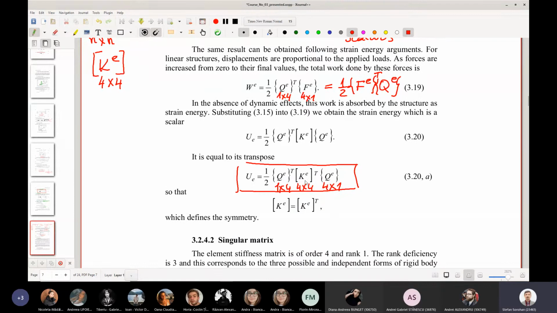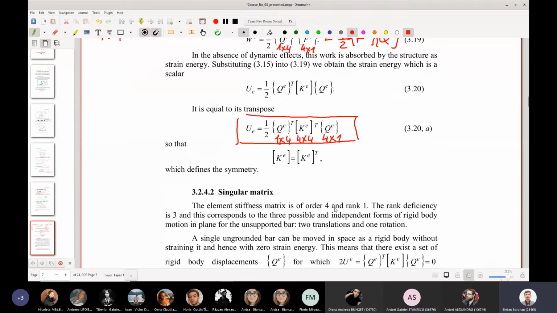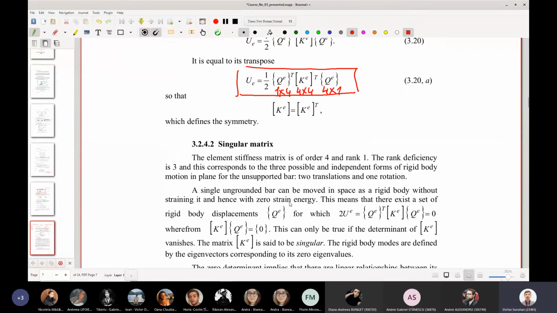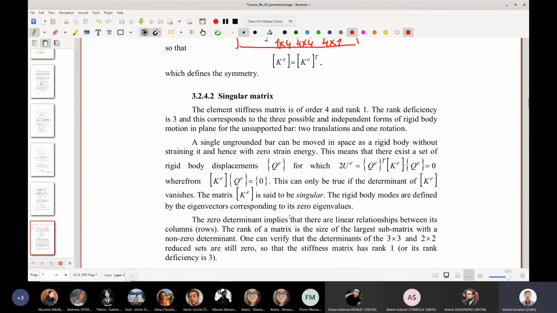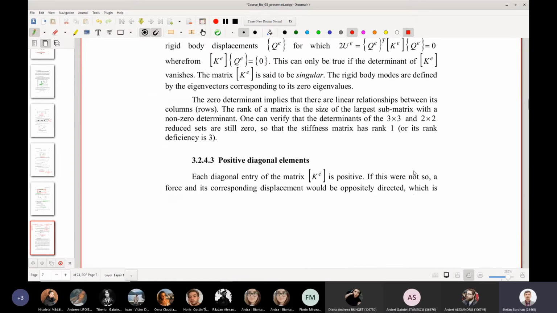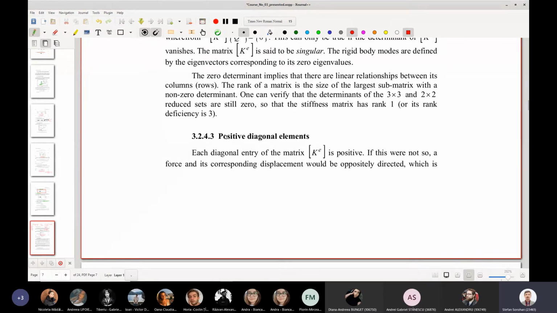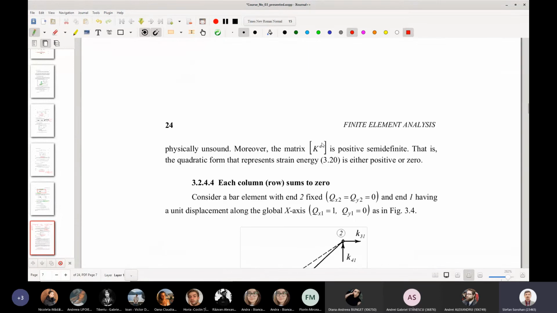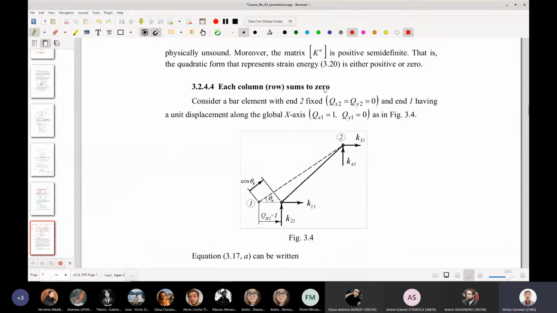So using these ideas here, we can demonstrate that the element stiffness matrix may be symmetric. To demonstrate that the matrix is singular, we can use again the strain energy, or you can also use the equilibrium, as in this picture here.